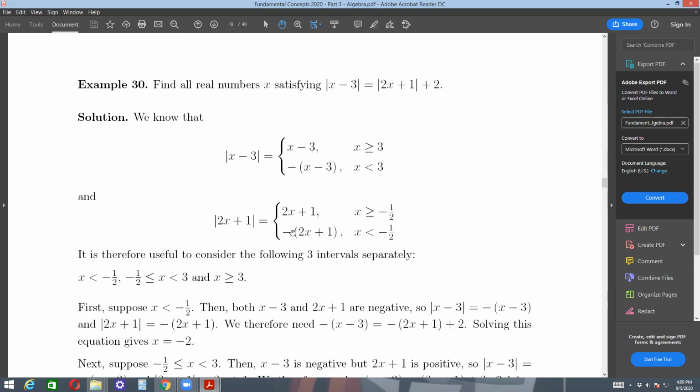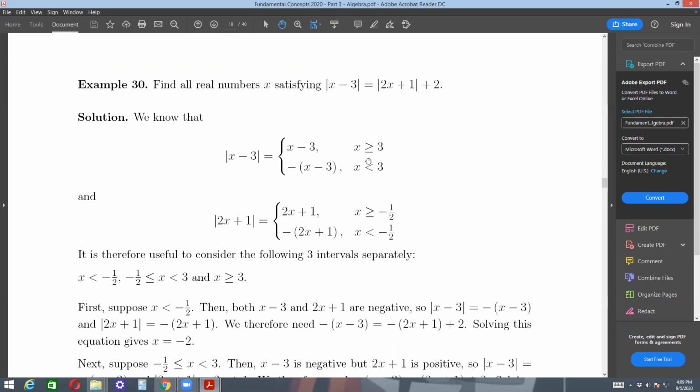Same thing down here. This thing is 0 when x is minus a half. So minus a half will be the boundary point. Similarly, 3 would have been the boundary point here. So when x is greater than or equal to minus a half, this is going to be just the value it had. But when x is less than minus a half, it becomes negative, so you have to multiply by -1.